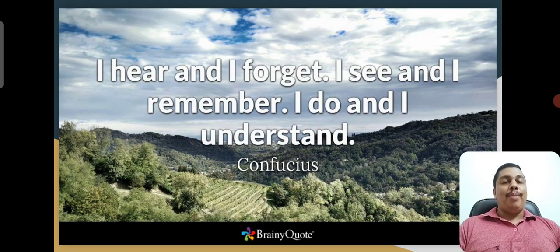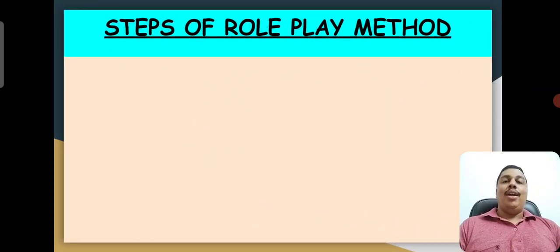So that is the wonderful peculiarity of this method, and most of the teachers, most of the educators use it to support this kind of method of teaching in the classroom technique, so that they are actively participating in the learning environment that is given by our wonderful educationist, psychologist, wonderful thinker, wonderful philosopher, etc. So we can next move to the steps of role play method.